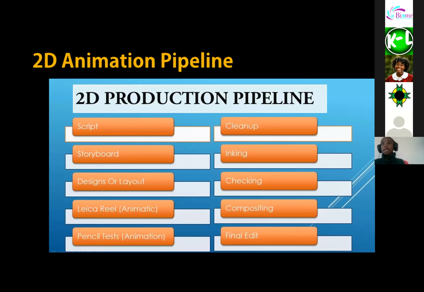Cool. So this is what is called the 2D production pipeline. Meaning, if you want to make an animation, there's a bunch of steps you have to go through before you actually finish.